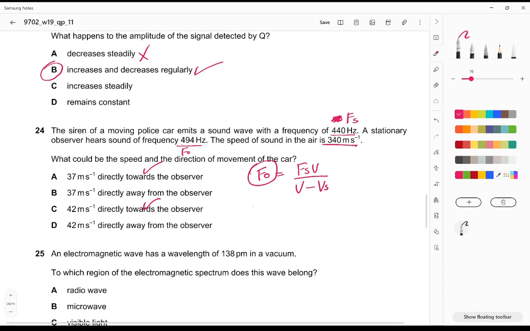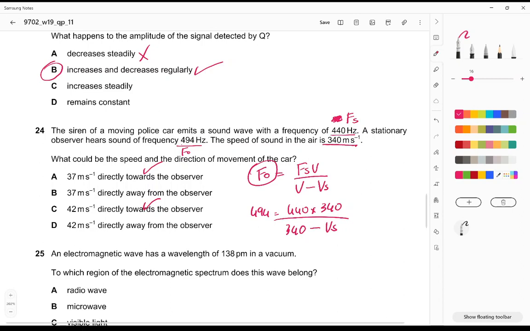So that the frequency rises. The observed frequency is 494, the source frequency is 440, and the speed of sound is 340, divided by 340 minus Vs. Our target is to find Vs. So I'm just going to be using a calculator directly to find this out. That is going to be 440 multiplied by 340.